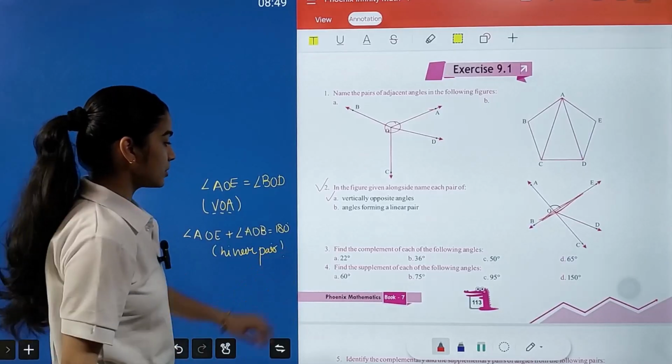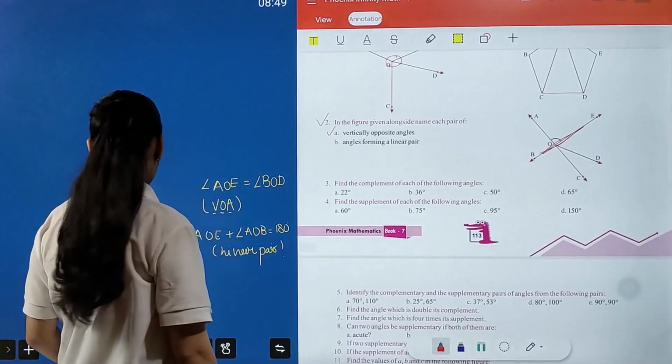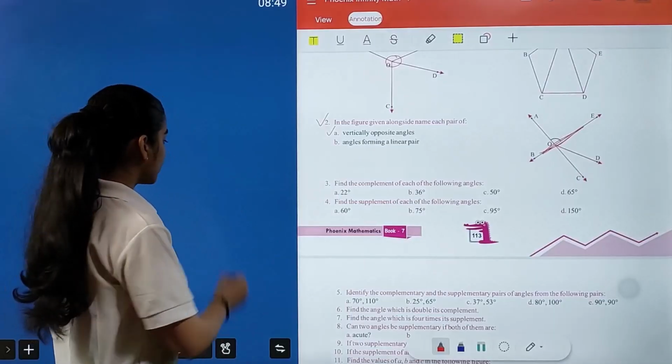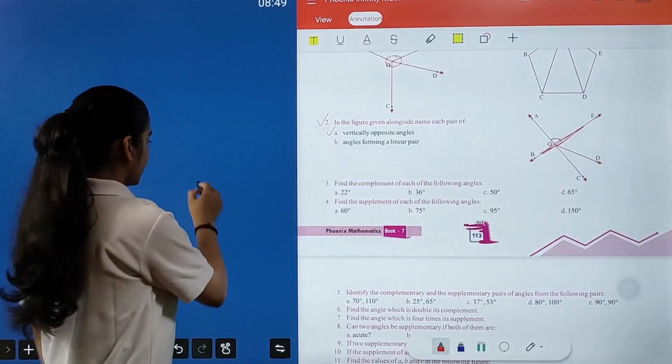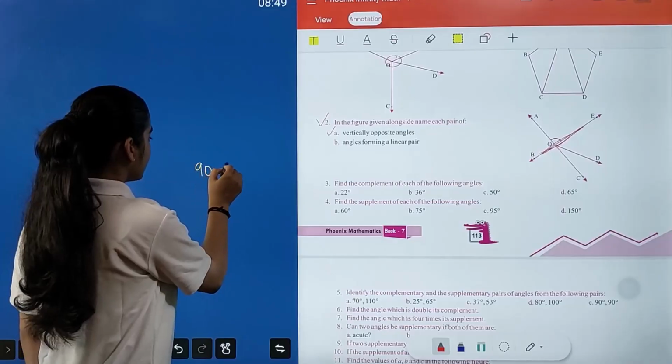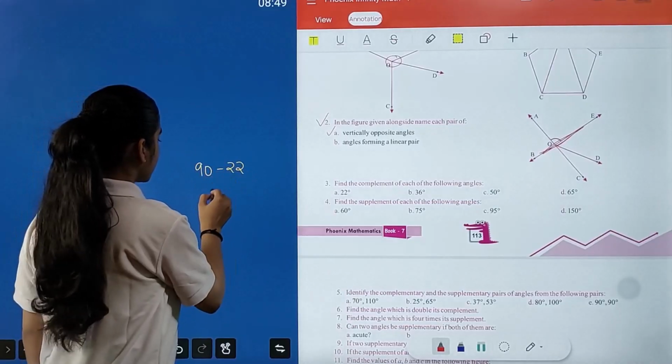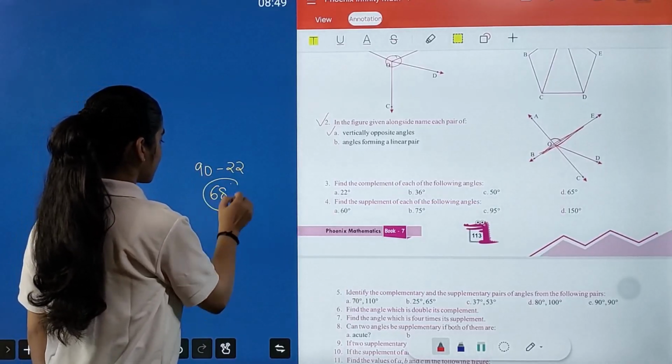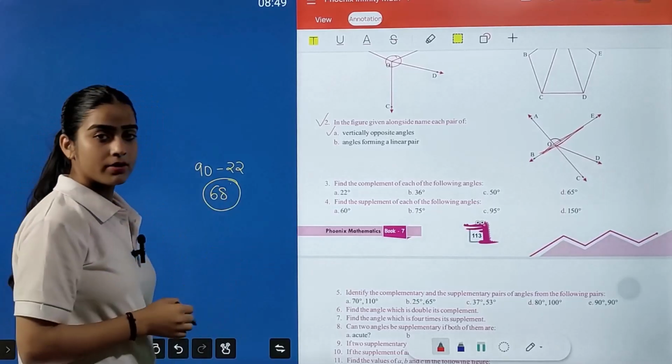In question number 3, find the complement of each of the following angles. You just have to subtract these angles from 90. So when I subtract 22 from 90, we get 68. So this is your measurement. You have to find the same for the rest of the parts.